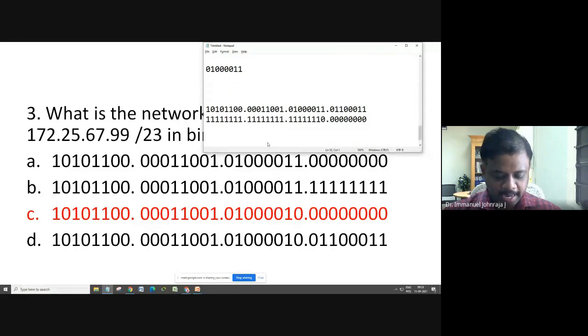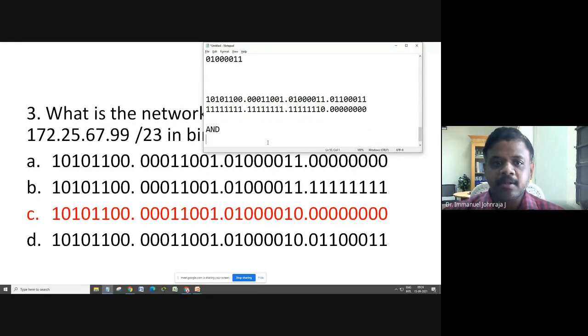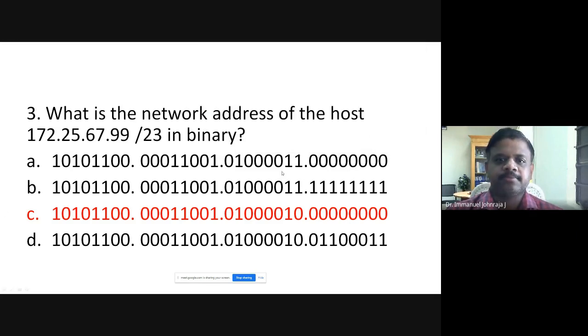Now you go for the binary AND operation. If you go for the binary AND operation, wherever you got 1, you will get the actual value, and wherever you got a 0, it is going to be all 0. So this is going to be the answer. This is another way, probably, to find out the binary value. So whatever may be the case, you got the third option as the right answer for this question.